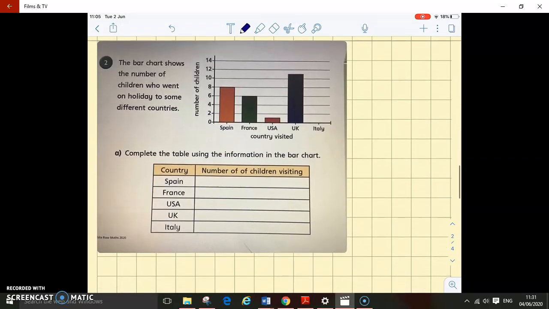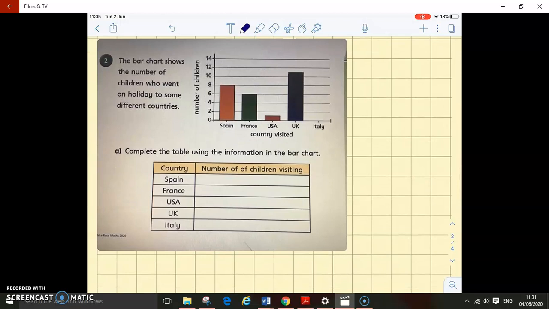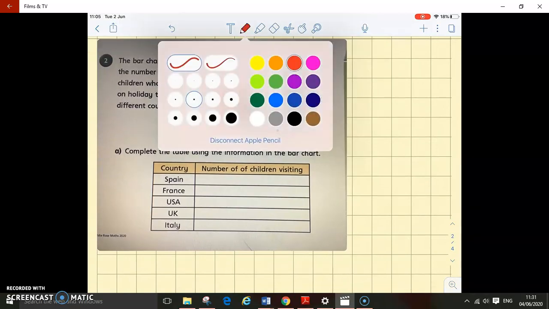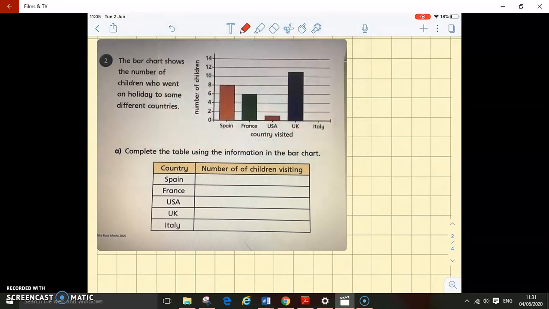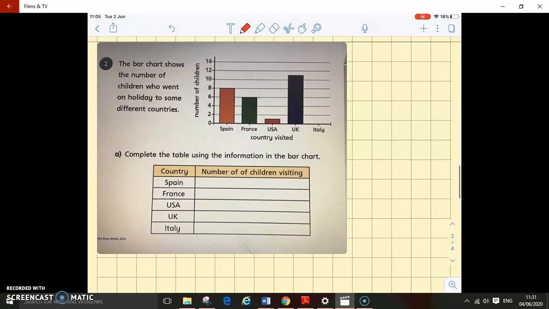Right, we're going to move on and we're going to look at a different type of representation. Now we're going to look at a bar chart. Okay, and this bar chart shows us the number of children who went on holiday to some different countries. Now when we're thinking about bar charts, there are some important things that we need to consider as well when we're looking and interpreting the data.